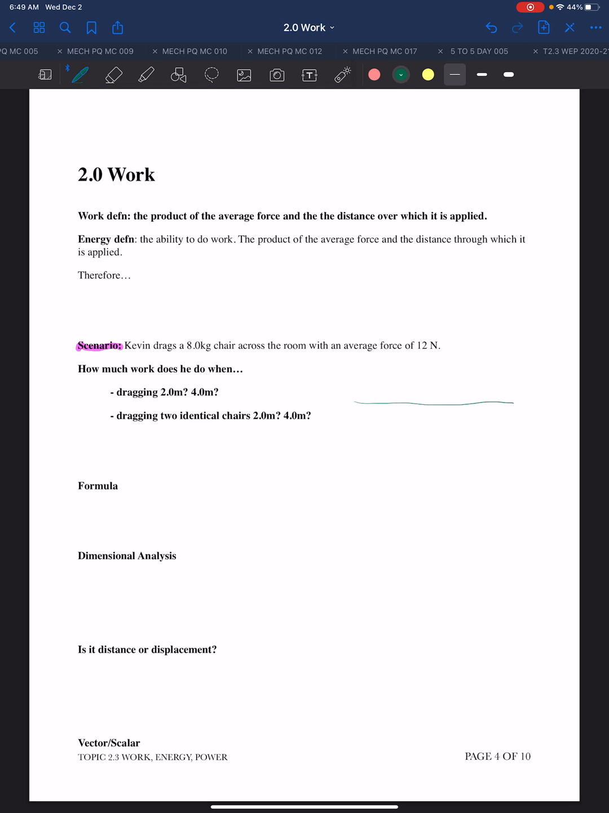We've got the chair, and we have Kevin dragging it. And so he pulls it a distance 2 meters. And it's pretty easy, without any physics formulas or any numbers, for us to realize that he did some work in dragging that chair from one location to the next.